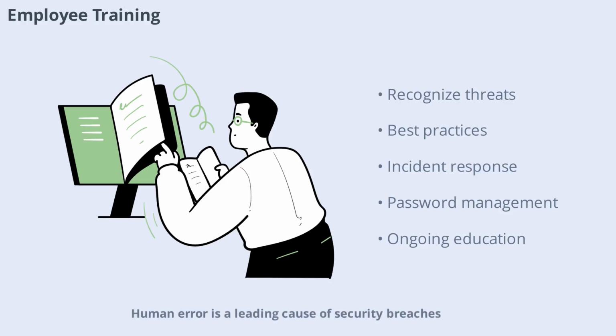Human error is a leading cause of security breaches. Regular training helps employees recognize threats, follow best practices, and respond appropriately to incidents. Topics include password management, phishing awareness, and safe internet use. Ongoing education empowers staff to be the first line of defense against cyber threats.